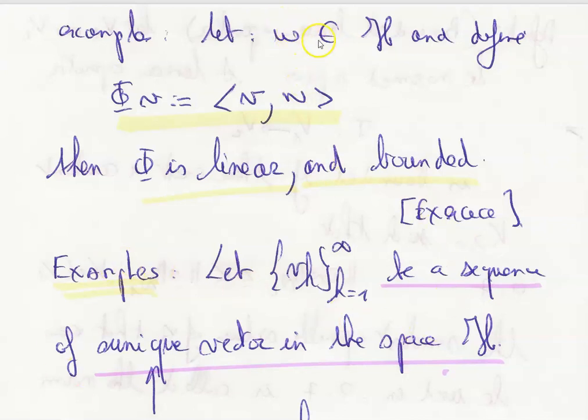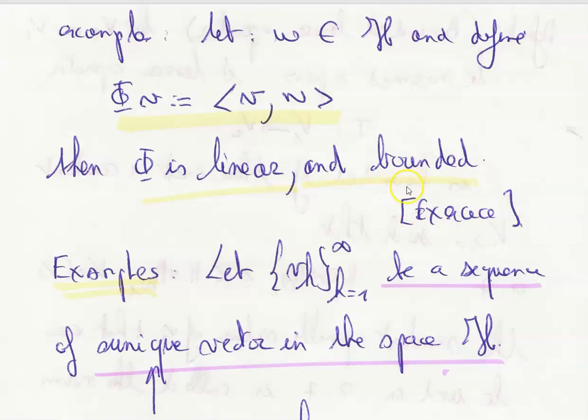So let w belong to a Hilbert space H. Okay, so w is a vector that belongs to a Hilbert space H. And now let's define the operator phi acting on v. Now phi is an operator acting on a vector from the vector space, that gives us a scalar, a complex number, which is nothing less than the inner product between v and w. So phi is in a way linked to w, because with whatever v you take, you get the inner product between the v you take and w. Then phi is linear and bounded.